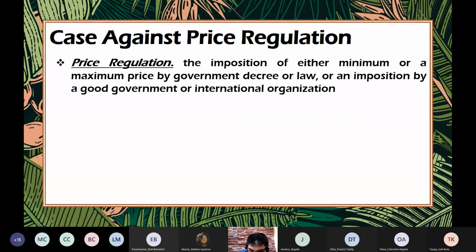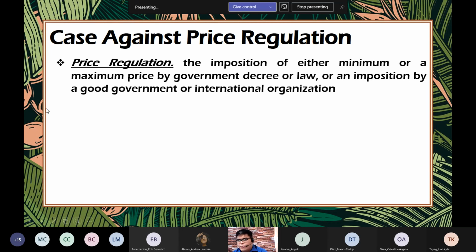Okay, kindly read price regulation, yung hindi na lang natatawag. I think si... Natawag na ba si Mr. Borja? Kindly read. Wala? Well, kung wala, di okay na. Mukhang natawag ko na lahat eh.